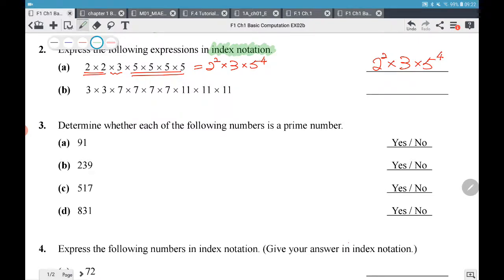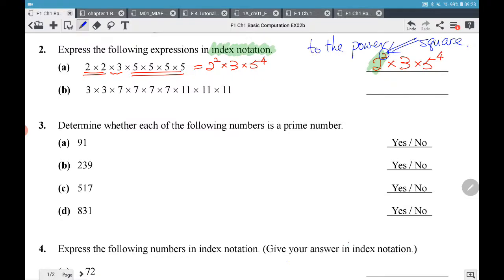Okay. When we read this, we can read it as 2 to the power 2, using the phrase 'to the power' to represent the index. Or because it is very common to have the index equal to 2, we have a special name. We call it square. So we can also read it as 2 squared times 3 times 5 to the power 4.